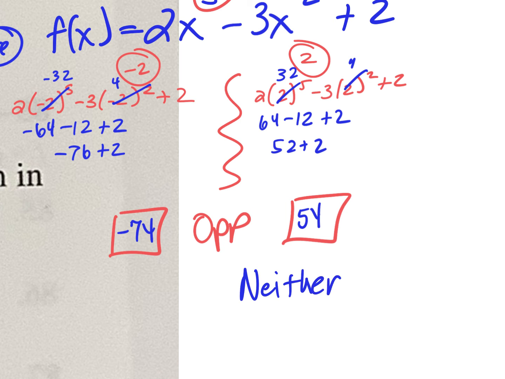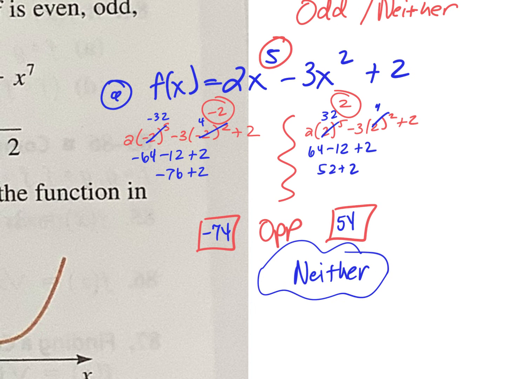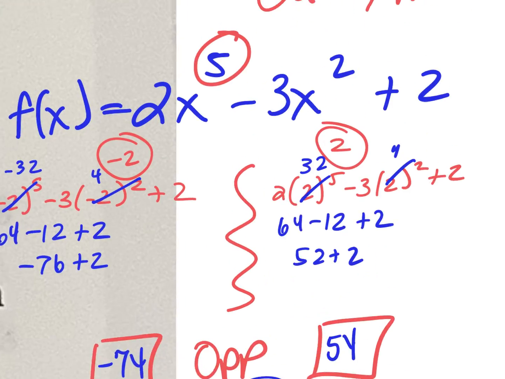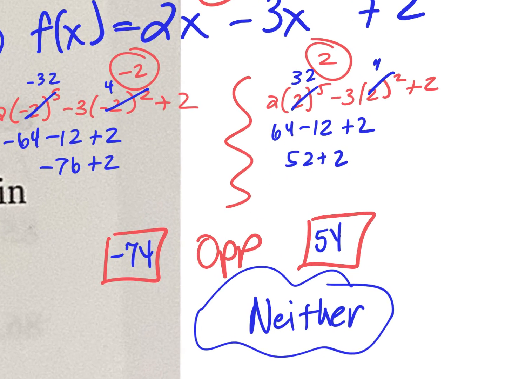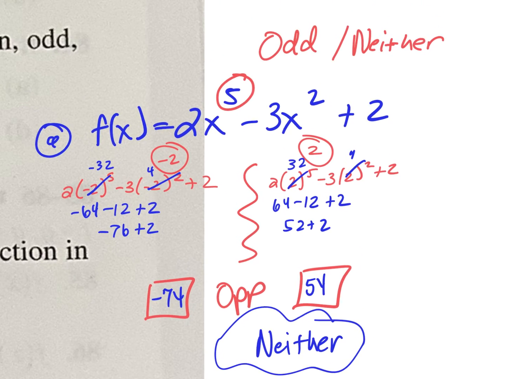You need to show me all of this work. Don't get to this step and go, oh yeah, I can tell it's neither. I want to see the full work, what you guys did, plugging in your negative and your positive of each other, the exact opposites, however you want to say it. Positive 2, negative 2. Positive 3, negative 3. Positive 8, negative 8. I need to see everything, and then you tell me if it's odd, even, or neither.